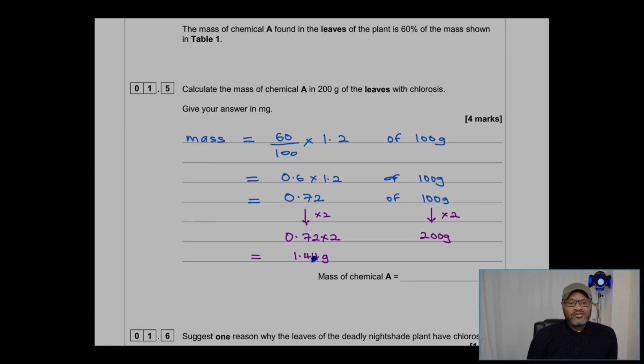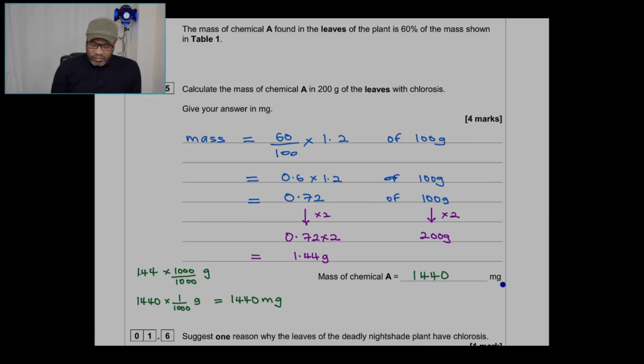This answer has to be in milligrams. So I need to multiply this by 1,000 and divide it by 1,000. I multiply the top by 1,000, and I leave 1 over 1,000 there. In that case, this is what we call milli. Milli is one thousandth, and that is 1440 milligrams. And we can write it as 1440 milligrams.